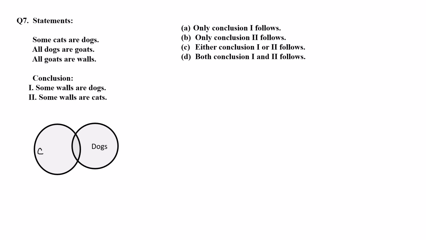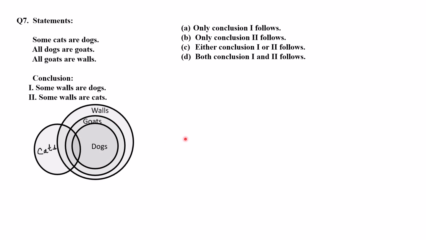So this is some cats are dogs. This is your cats. Next it says that all dogs are goats, and then it is given all goats are walls. Okay, so I have drawn the Venn diagram of the 3 statements. Now next conclusion says some walls are dogs. Now see, all dogs are walls, it means some walls are dogs. This is true, isn't it? This first one is true.